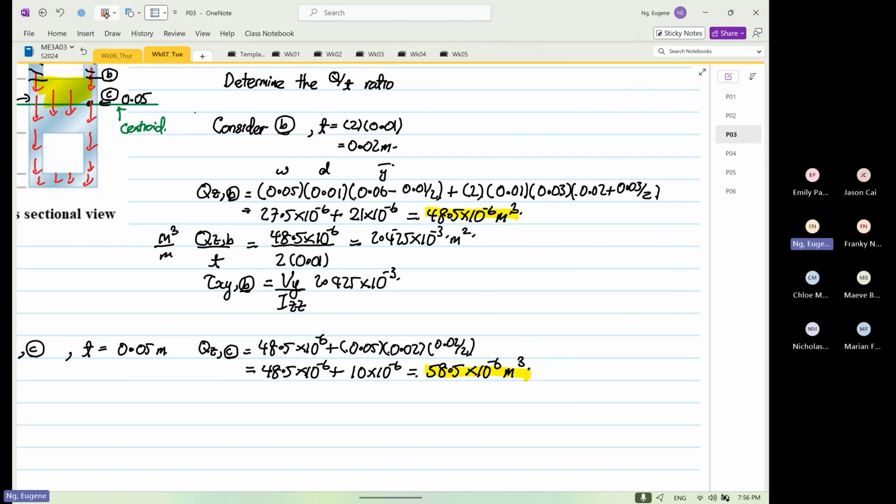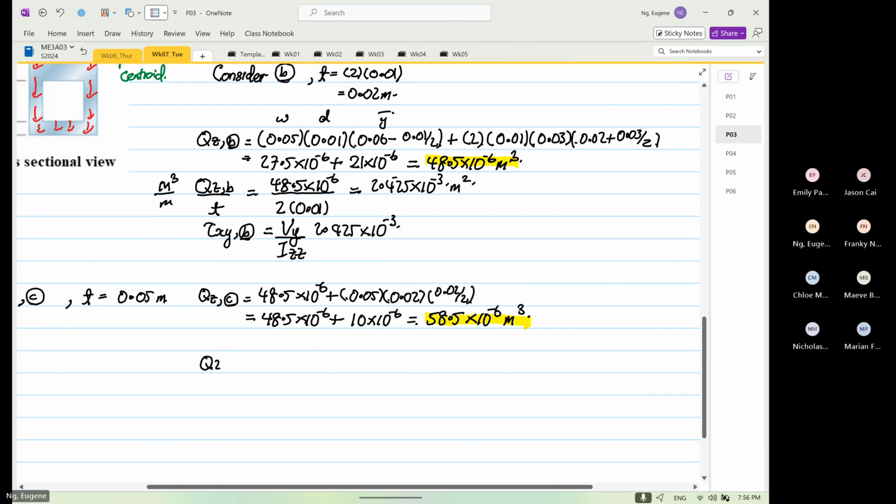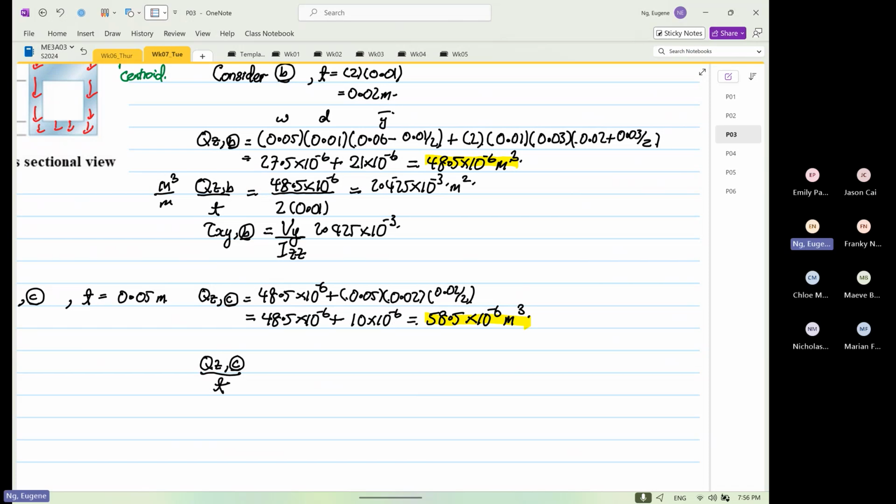So the first moment of area at point C, or at the centroid, is the highest. Okay. So now is where we divide by what? Now we want to find QZ at point C, divide by the thickness now. And we know that the thickness is equal to what? 0.05. So 58.5 times 10 to the power minus 6, and then we divide by 0.05, right? So 58.5 times 10 to the power minus 6 divided by 0.05. Now this is equal to 1.17 times 10 to the power minus 3.